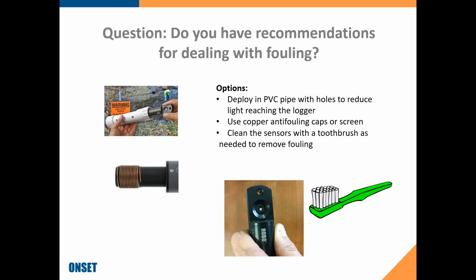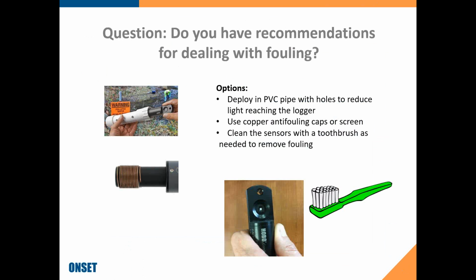Another approach is to use copper in some form. We sell an anti-fouling cap for the HOBO DO logger. For the other loggers, we don't have anti-fouling accessories, but a lot of people will put copper tape near them or screening around the outside of a PVC pipe as ways of reducing the biofouling because of the natural effect of the copper. It reduces the biofouling on the sensors.